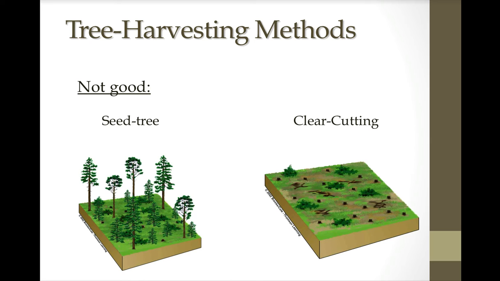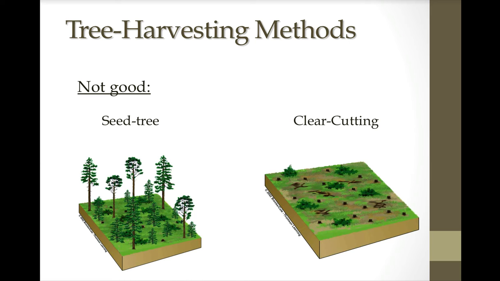Some of the other not so good methods of cutting, one of them is seed tree cutting. Now in seed tree cutting, it's basically the opposite of selective cutting. Instead of going through and choosing the trees that they want to remove, they go through and choose the trees that they're going to leave. And so they'll choose a couple of each species in an area and cut down everything else. So they basically clear the forest out almost completely and leave behind only a few large mature trees that they hope will produce seeds and allow the rest of the forest to regrow.